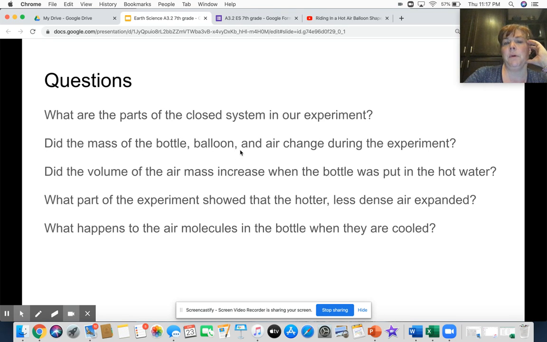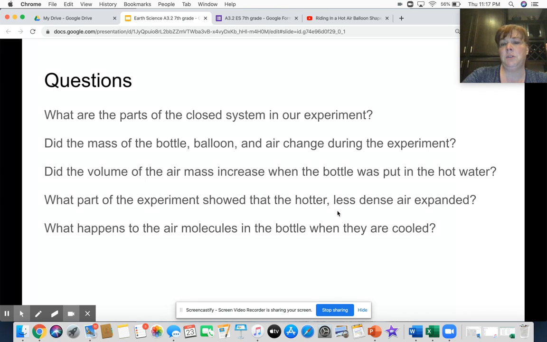Did the mass of the bottle, balloon, and air change during the experiment? Okay, so stop and think about it. Did I add more air into the bottle or the balloon? I didn't. It was a closed system. So the mass didn't change. Okay, the mass is still the same. The volume of the air mass increased. Okay, it got bigger as it was heated because the molecules absorbed the thermal energy and moved farther and faster apart from each other.